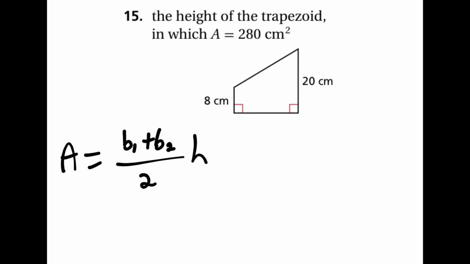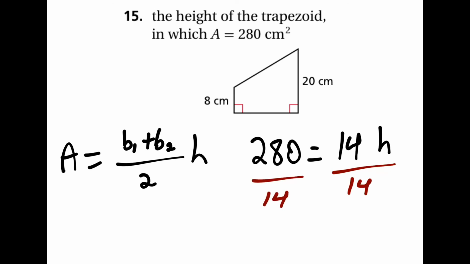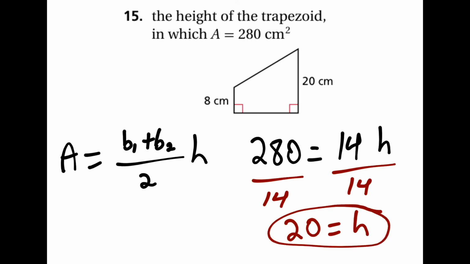So I can replace in my area formula for a trapezoid all of the values that I know. And 8 plus 20 is 28. Divide that by 2 and I get 14. Here, if I divide both sides by 14, my height is going to be 20 centimeters.